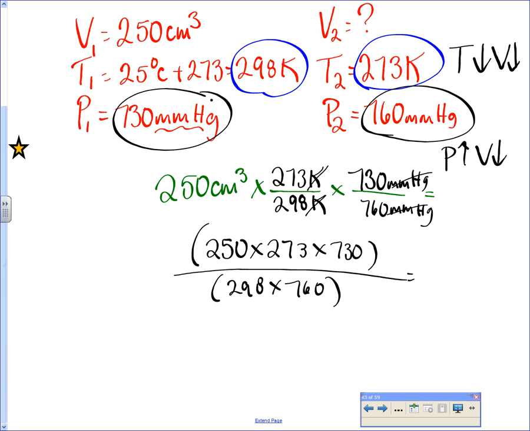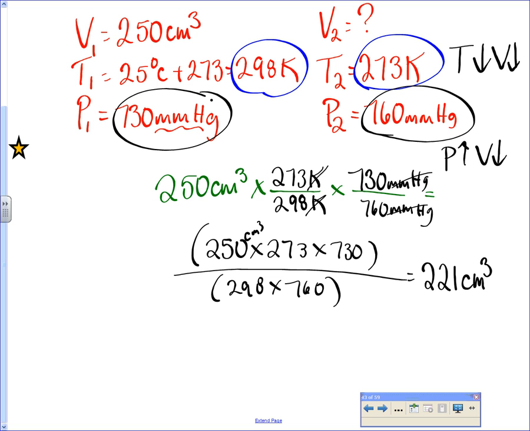I know that this is in centimeters cubed. Every other unit has canceled out. And so for this one, I end up with 220. I think if we round it, it's 221 centimeters cubed.